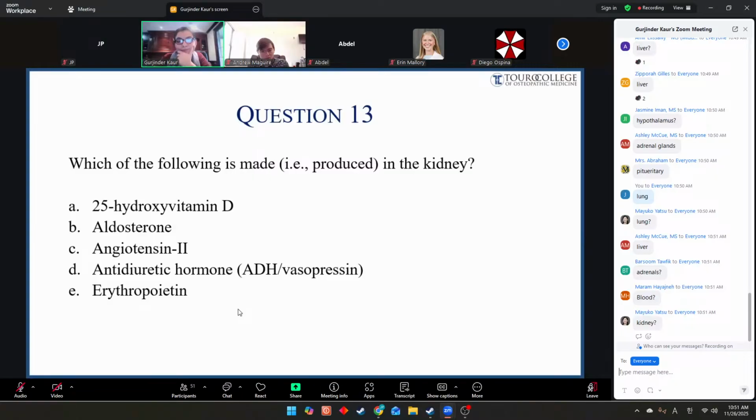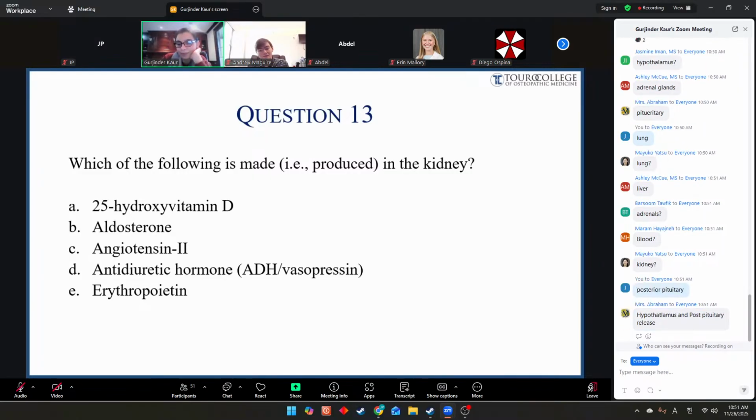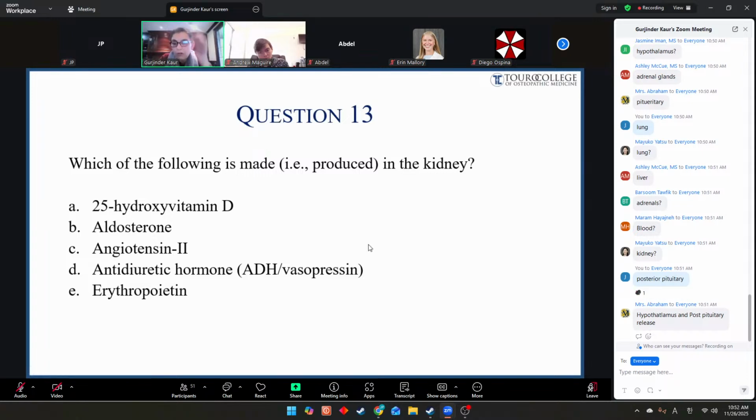ADH. Where is it being produced? Yes, Maram, you were correct. Hypothalamus. All right, posterior pituitary release. It's actually secreted in hypothalamus and then stored in posterior pituitary and then released from there. All right, wonderful. I think we're doing pretty good.